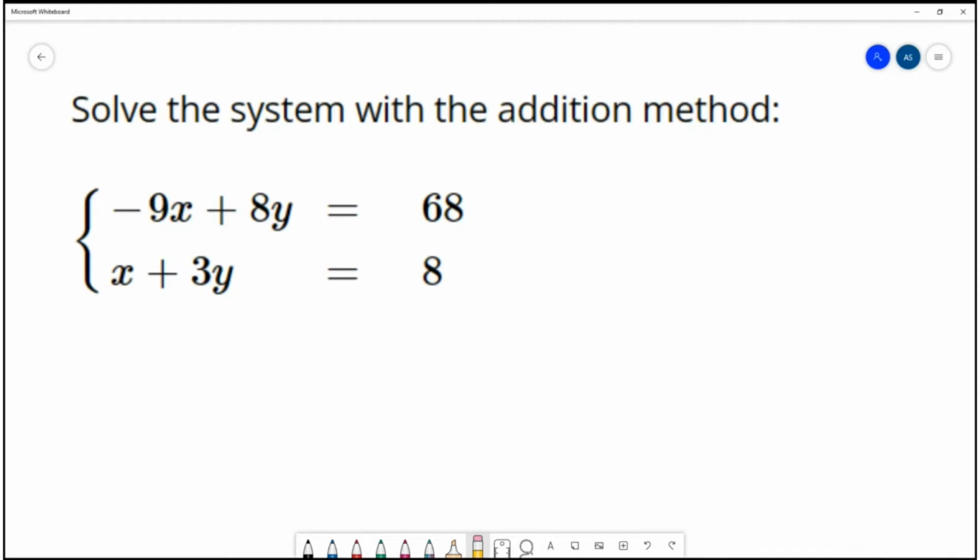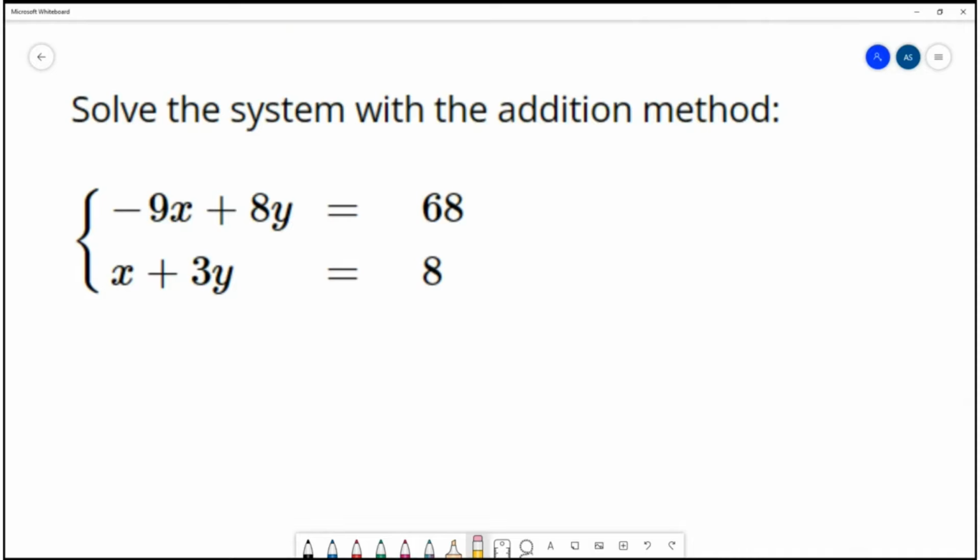Now with the addition method, first you want to make sure you have your like terms lined up. We have our x's lined up, our y's lined up, and our constants lined up. Most importantly, you want to have your equal signs lined up so that when you add the equations together, you're adding equivalent sides together.